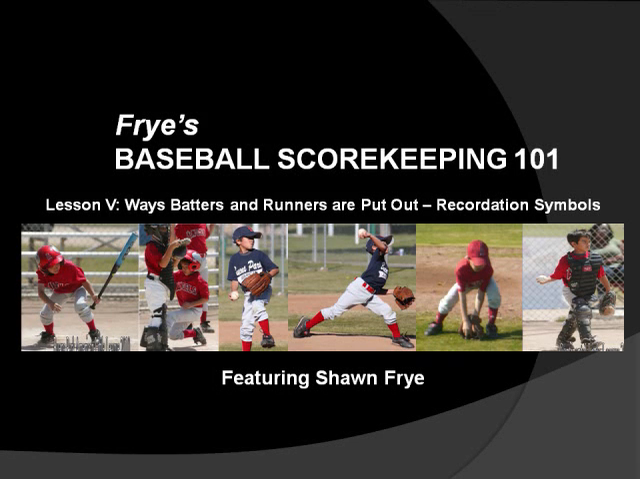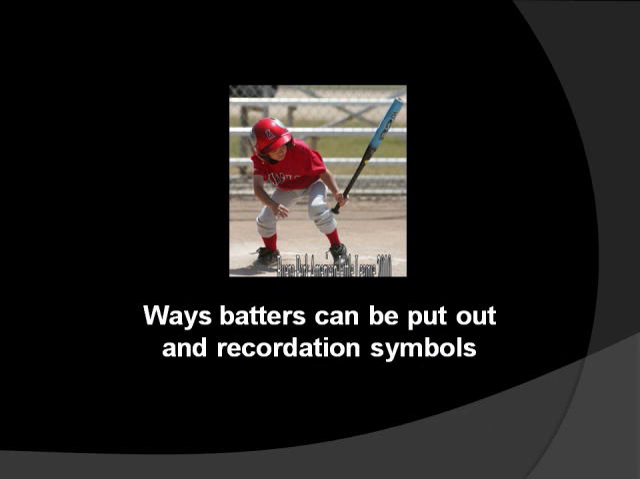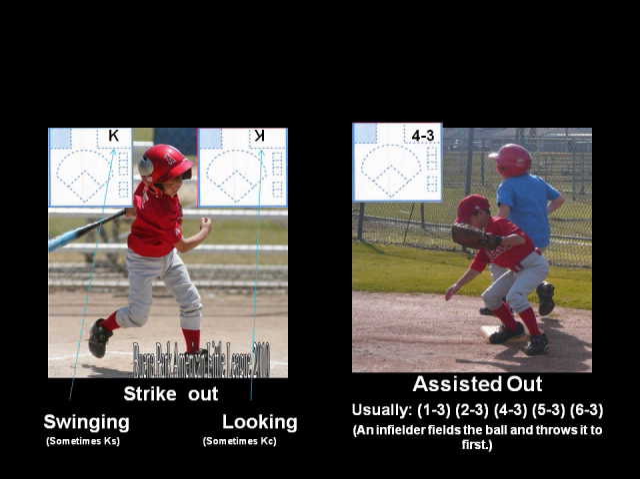Welcome to Frye's Baseball Scorekeeping 101, Lesson 5, Ways Batters and Runners are Put Out. We will discuss batters first and the recordation symbols.